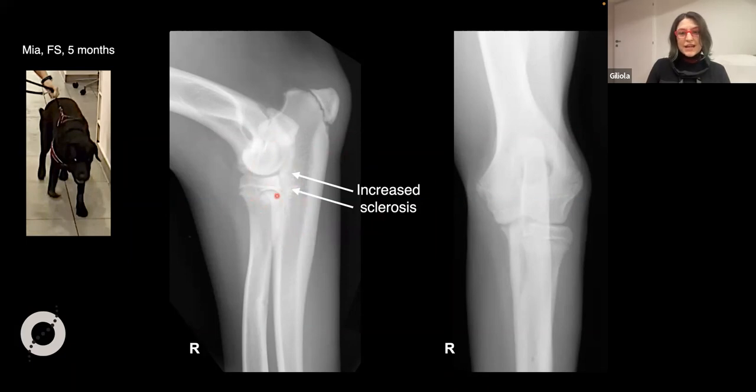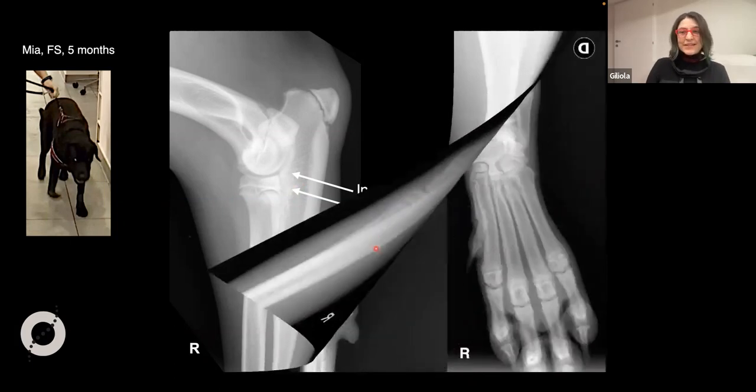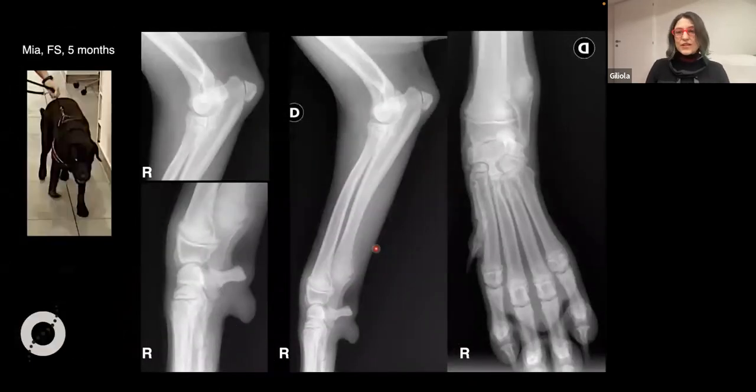Usually, if you detect this sign really early, you can try to make some surgical correction. In this patient, radiographs were quite suggestive of a problem, but the owner was not sure she wanted to try surgery in an apparently healthy dog. So she waited a little bit.